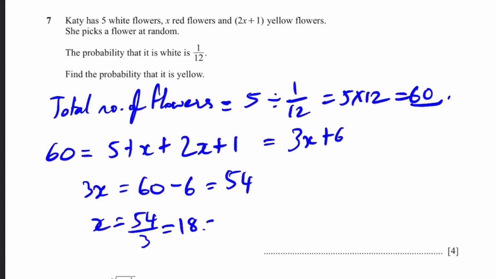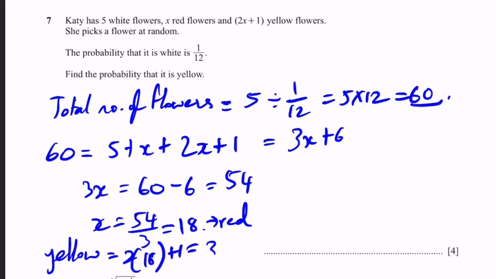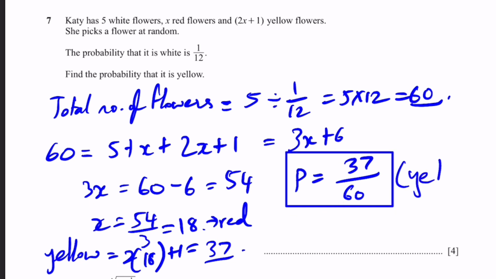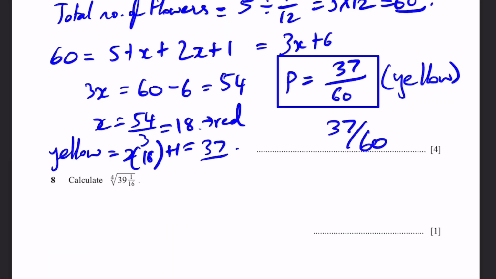So that's red flowers. Yellow will be 2 into 18 plus 1, which is equal to 37, if we did the math correctly. So the probability will be equal to 37 by 60. That is for picking a yellow flower. That's the answer.